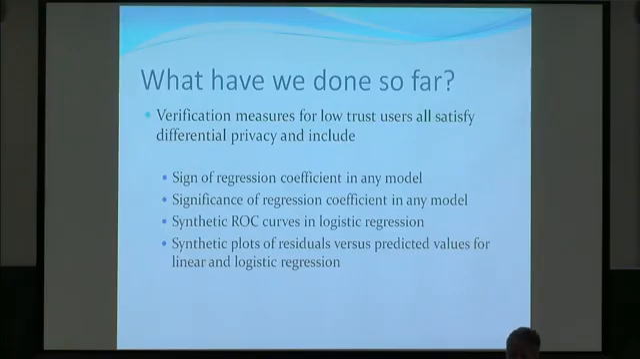Okay. Significance for regression coefficients, we've been trying to create differentially private t-statistics, again thinking about subsample aggregate, chopping off the tails. We have a way of doing ROC curves in logistic regression, and we also have a way of getting plots of residuals versus predicted values for linear and logistic regression. And I'll talk about the last one briefly here.